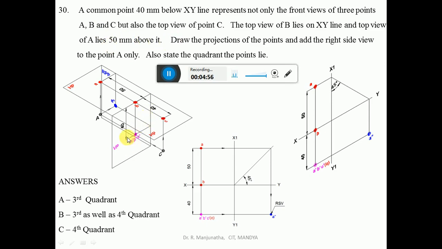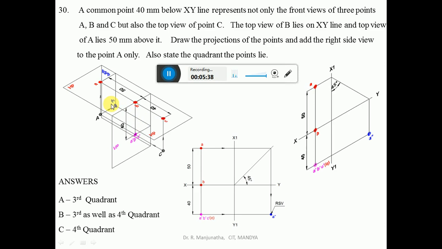Now the front view is below XY line, that is for the point A. So naturally it should be behind VP. Behind VP means it is in third quadrant. When you look from the top view, the point A will be projected onto the horizontal plane where we can see the distance behind VP. Then add the right side view for the point A. Since it is in third quadrant, the right profile plane will come to the right side. When you look from the right side, because it is behind VP, it is behind RPP, so it will be here. When it is projected, it will come to A double dash. Both A double dash and A dash will be on the same line.